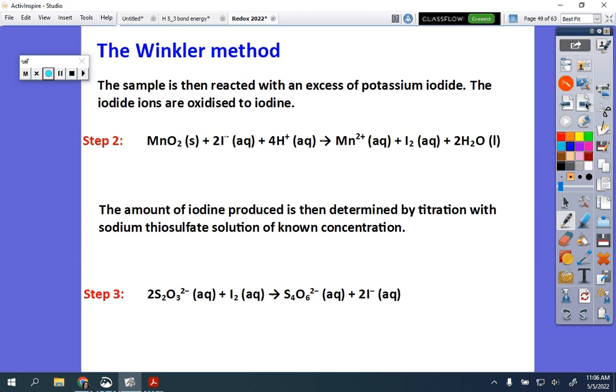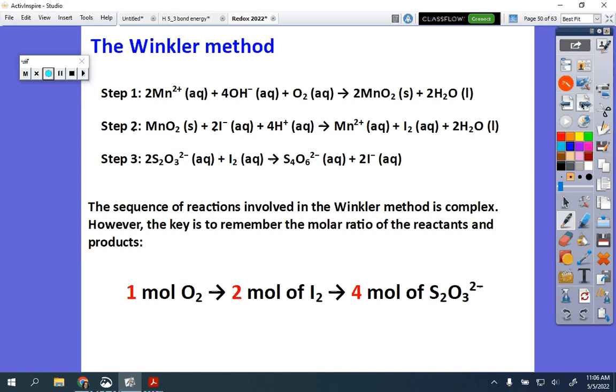And then the last step is the titration with the sodium thiosulfate, and that is going to reduce the iodine back into ionic form, and that's going to make that blue color go away, because it will no longer be hanging out with the starch, making that blue color. This step is 2 to 1 here. So in the total sequence, for every mole of dissolved oxygen, we use 4 moles of thiosulfate to titrate it.